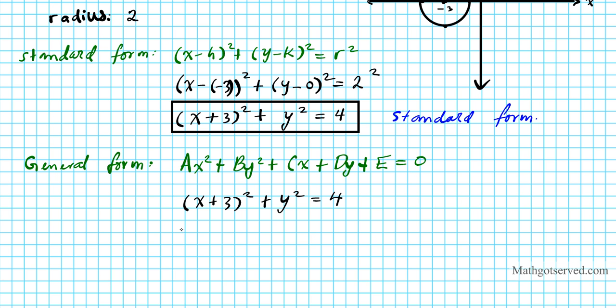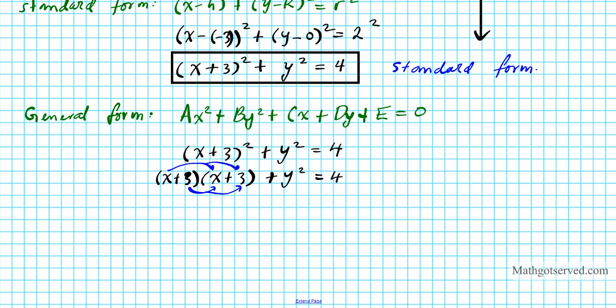And this quantity is being squared. We're going to multiply it by itself. (x plus 3) times (x plus 3) plus y squared equals 4. Okay. So on the left, we're just going to do first, outer, inner, and then last. All right, so let's work that out. We're going to have x times x, we have x squared, plus 3x plus 3x. That's outer, inner. And then last, plus 9 plus y squared equals 4.